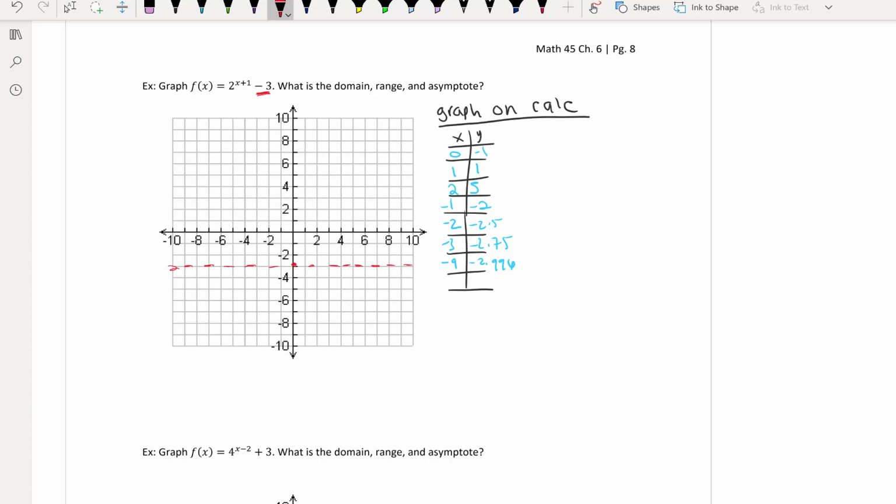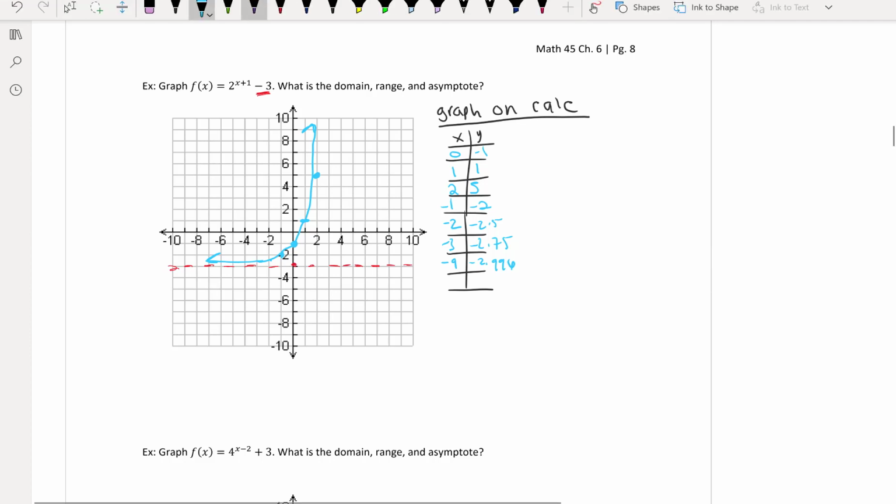Okay. Now I get to plot these points. There's 0, -1. I have 1, 1. I have 2, 5. I have -1, -2. I have -2, -2.5. So they're just getting closer and closer and closer. So my graph more or less looks like that.